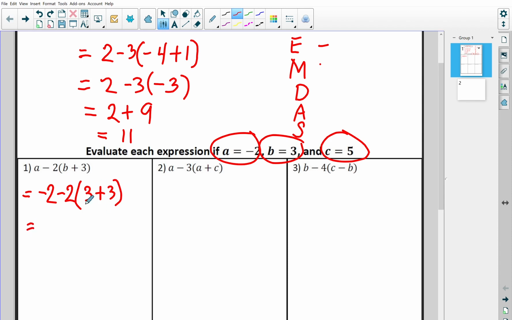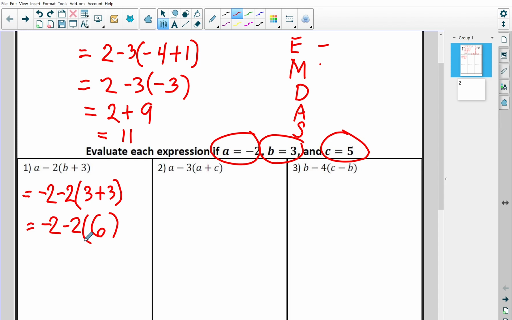Whatever is inside the parentheses, so here we have parentheses again. Therefore, we perform the operation, addition. 3 plus 3 is 6, and then copy the rest. Copy negative 2, another negative 2. After performing the parentheses, we now check if there's an exponent, but there's none, so we jump to multiplication.